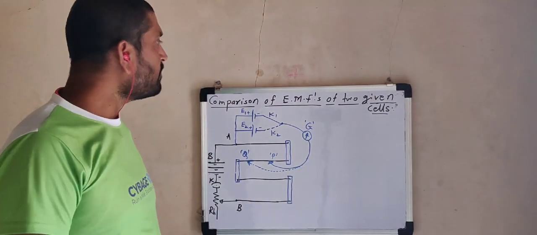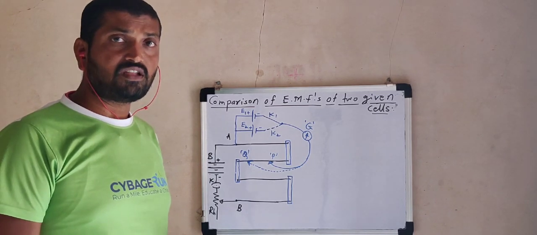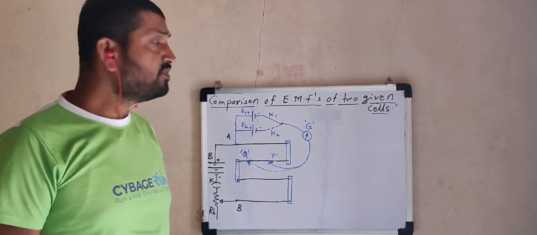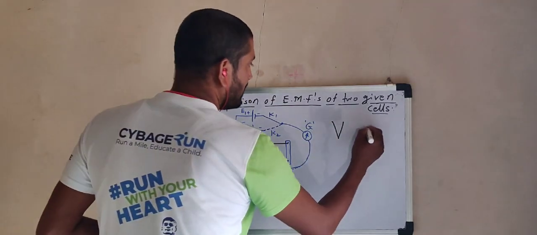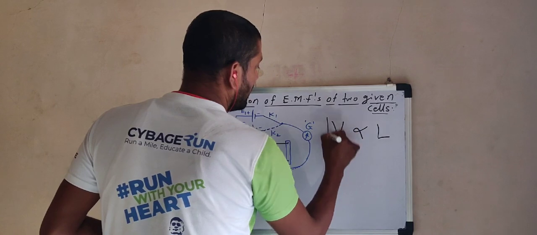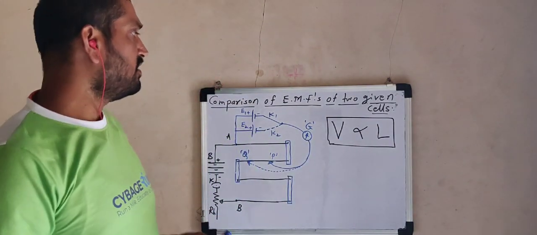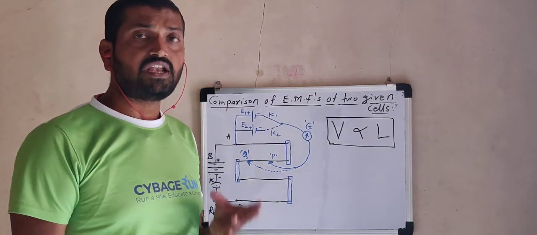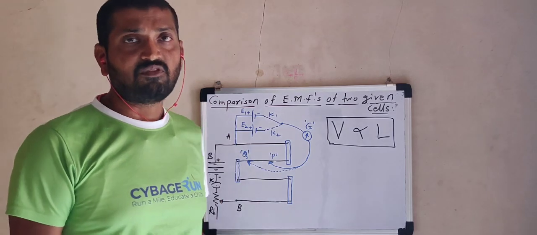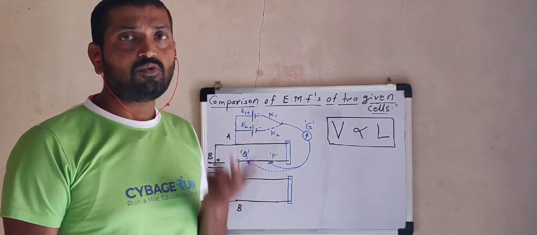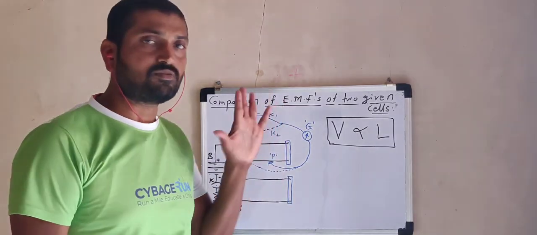Now let us consider the application part of the potentiometer. Already in the previous video we considered the working principle of the potentiometer, which states that the potential difference between any 2 points of a uniform wire is directly proportional to the length of wire between these 2 points. Based upon this principle, we are going to consider construction and working to understand two important applications. Number one, comparison of EMF of two given cells, and number two, to determine the internal resistance of a given cell.